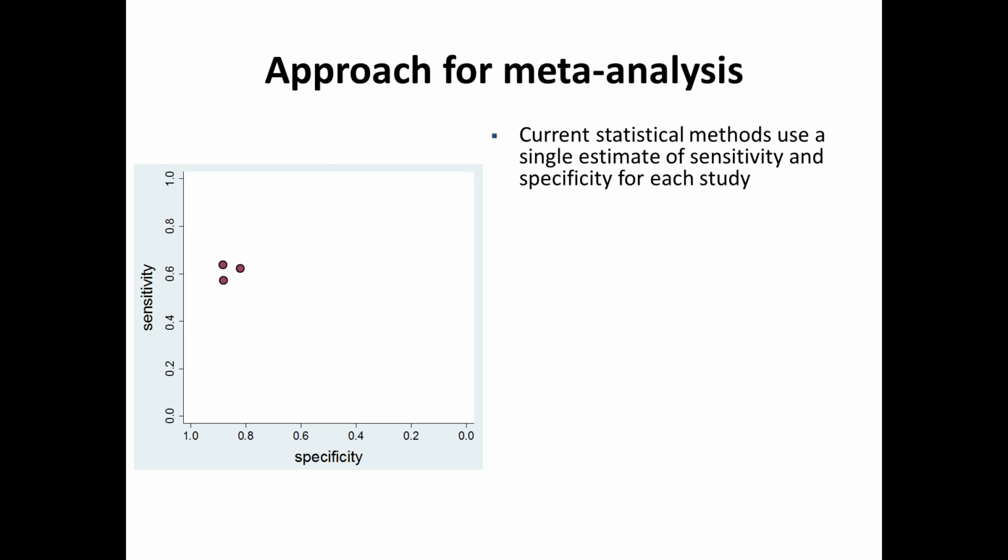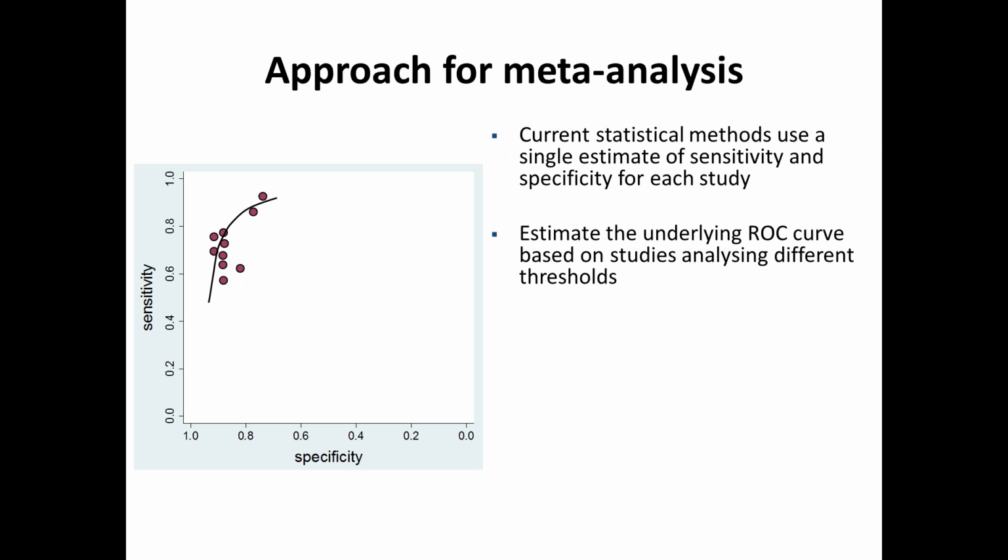So the approach for meta-analysis then, the statistical methods that we use, take a single estimate of sensitivity and specificity for each study. So if we look at the plot on the screen, each circle there is an estimate of sensitivity and specificity from a study. And what we then want to do is to estimate the underlying ROC curve based on these different studies that may have used different thresholds.